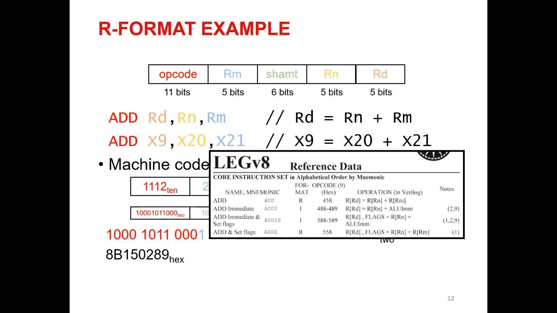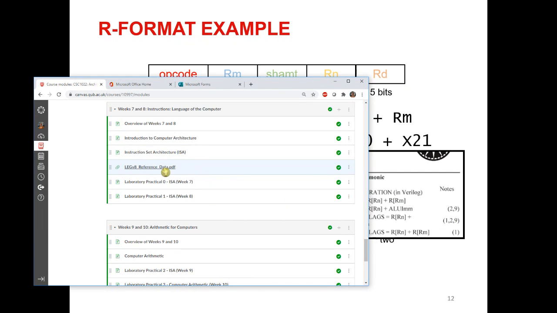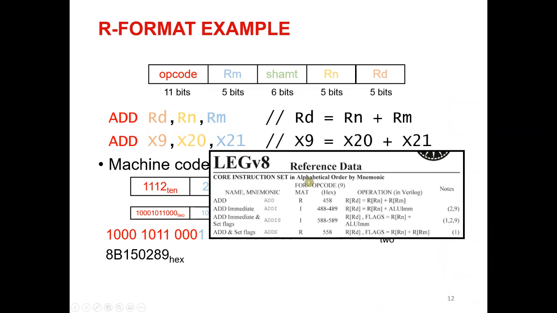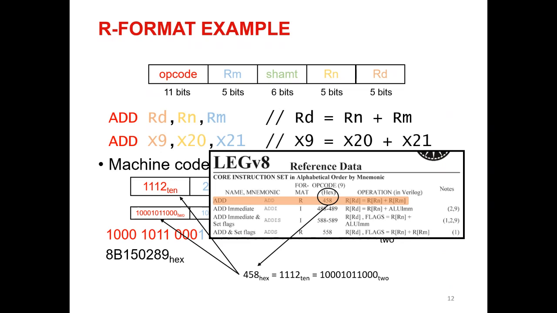So I go to the reference data sheet that you can find on Canvas. Here, in this PDF, you will have all the instructions. One of those instructions is the add instruction, and in this instruction we see that the operation code is 458 in hexadecimal. If we convert this value to decimal and to binary, we have the actual operation code that goes in the machine code. Okay.